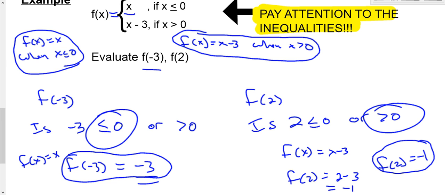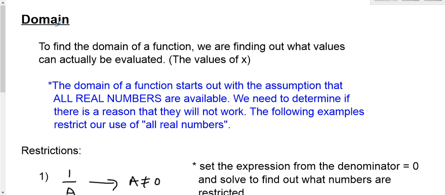All right, one last thing. We've actually talked about domain before, so hopefully this is a good review. Domain is your values of x for a function, and the domain is the domain of the function. We need to find out what values can actually be evaluated.